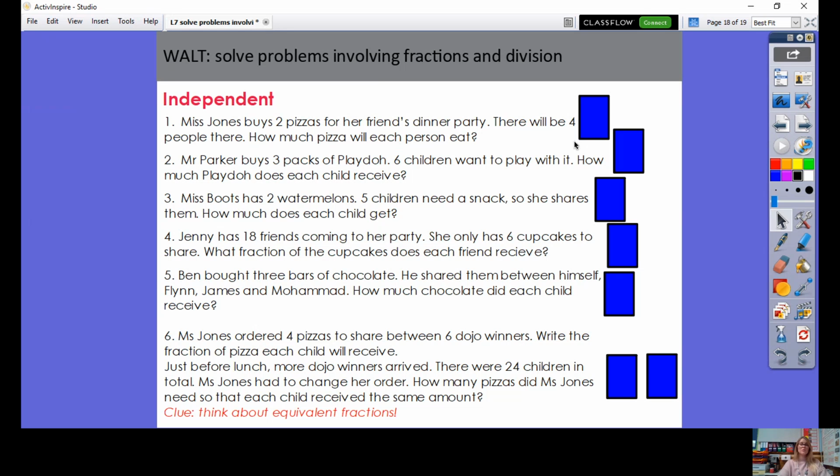You don't need to copy down all the questions. You can write your answers just on a piece of paper, and then you can post that to Seesaw for us to have a look at later. So have a go and come back when you're ready. Off you go.